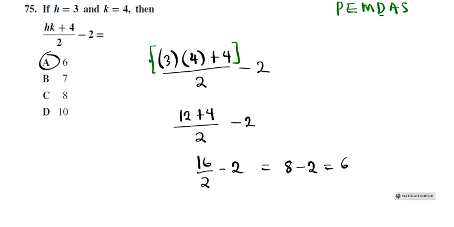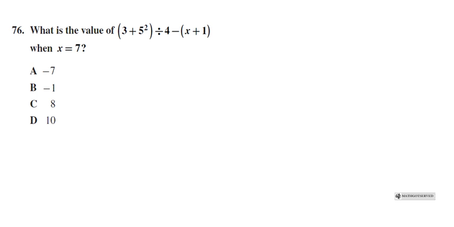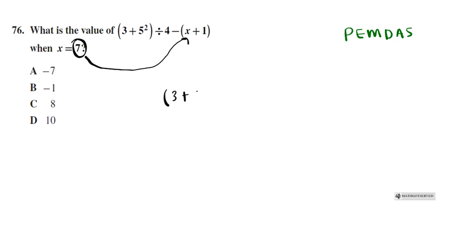Alright, let's move on to 76. It says, what is the value of 3 plus 5 squared divided by 4 minus x plus 1? This is another please excuse my dear Aunt Sally problem. Order of operations is what we're going to use here. So you're also told that x is 7, so we're going to take this value of x and substitute it in there, right? So we'll have 3 plus 5 squared divided by 4 minus, instead of x, I'll put 7 plus 1. Okay?